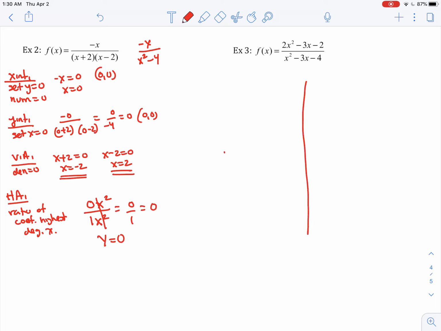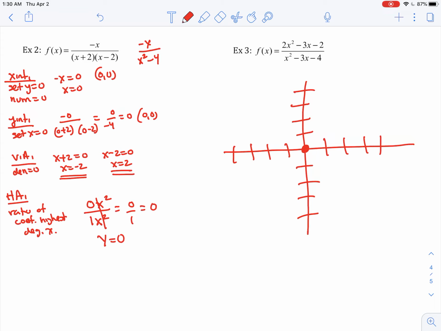And I'm going to come over here under example 3 and sketch this. So we had an x-intercept at 0 and a y-intercept at 0. And I'm going to spread this out a little bit here.